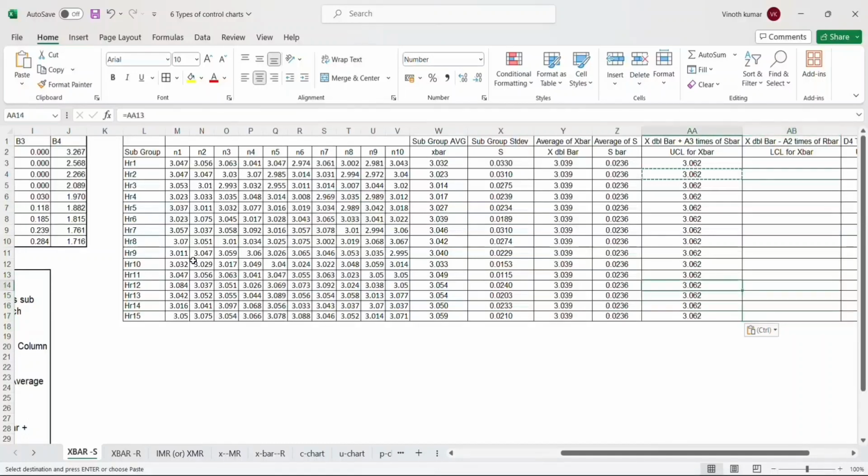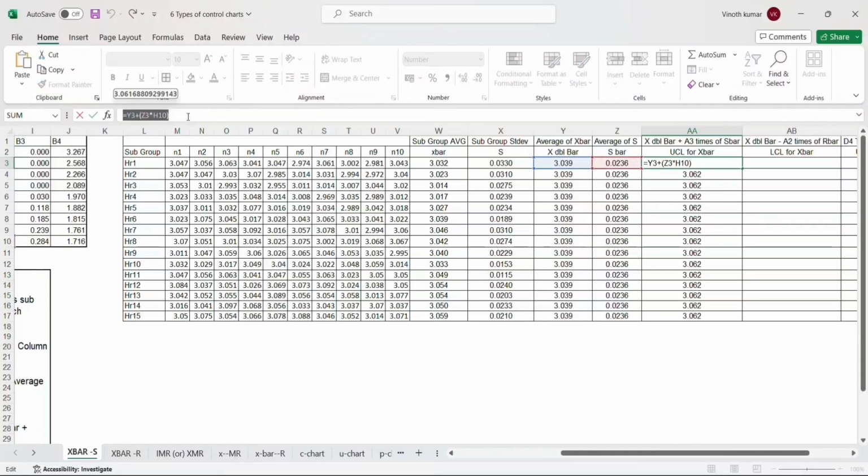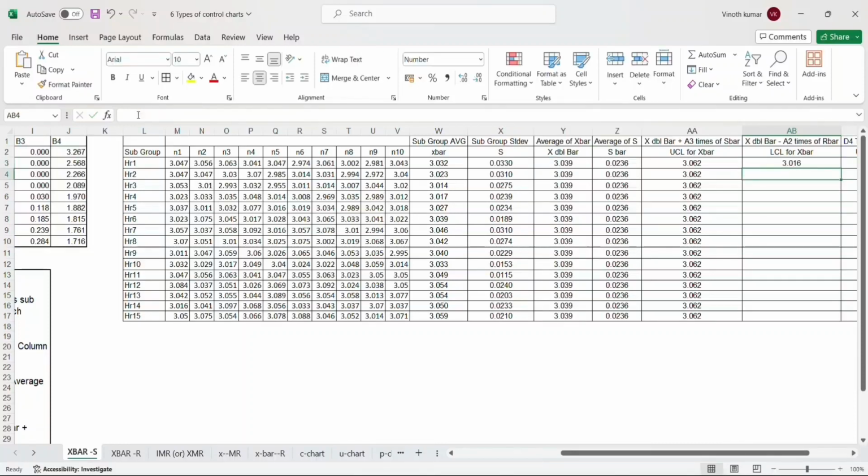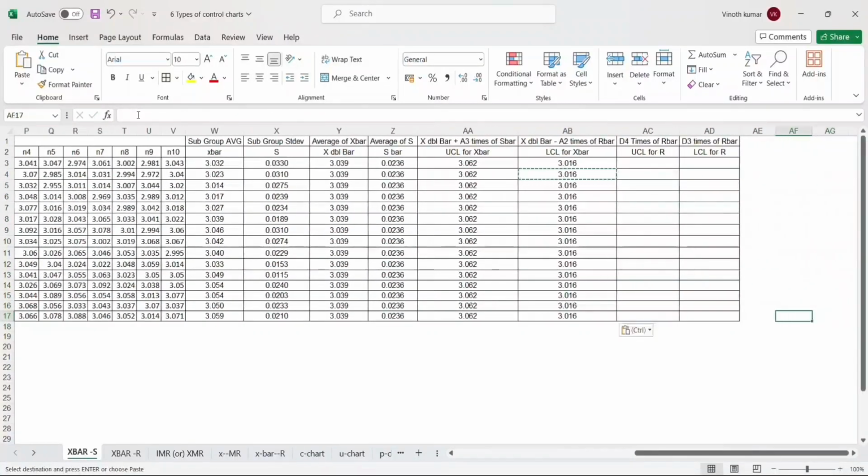Again, the formula for the lower control limit is going to be the same. Instead of plus, I'm going to use the minus sign. So let me copy the formula, paste it here, and change the sign from plus to minus. Again, refer this value and then copy paste it for all these cells in your table. So now we have got the control limits for your X bar chart.